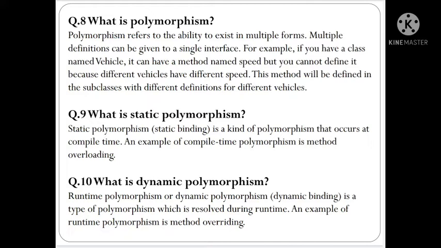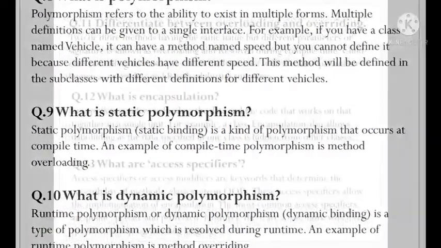There are two types of polymorphism: static polymorphism and dynamic polymorphism. Static polymorphism is a kind of polymorphism that occurs at compile time. Method overloading is an example of static polymorphism. Second is dynamic polymorphism. It is runtime polymorphism, and method overriding is an example of dynamic polymorphism.